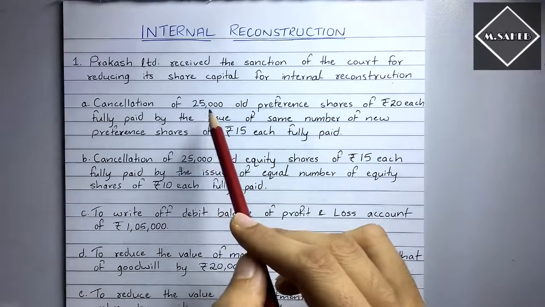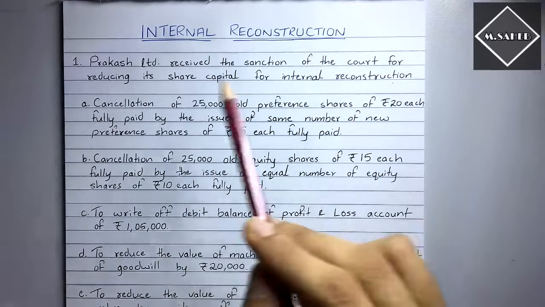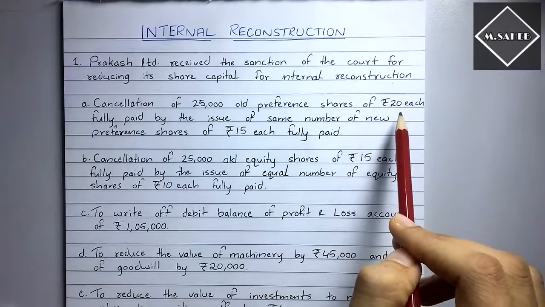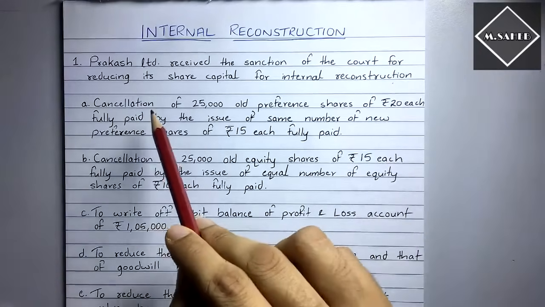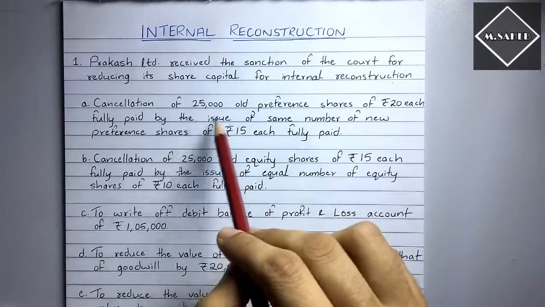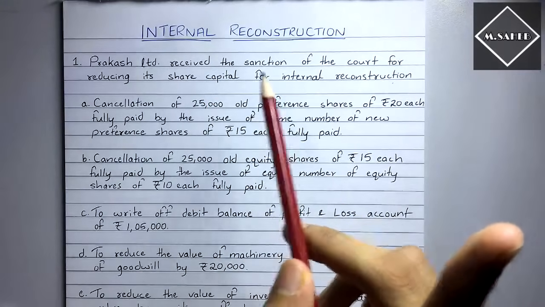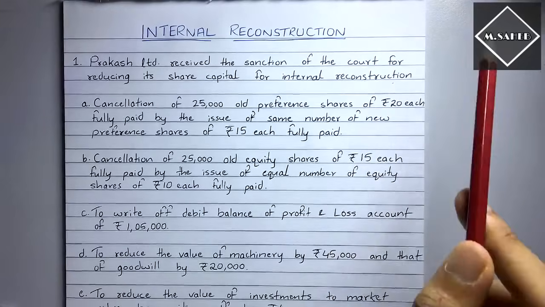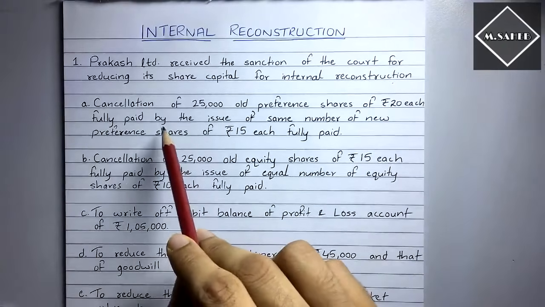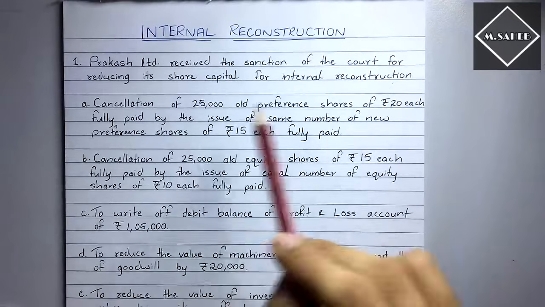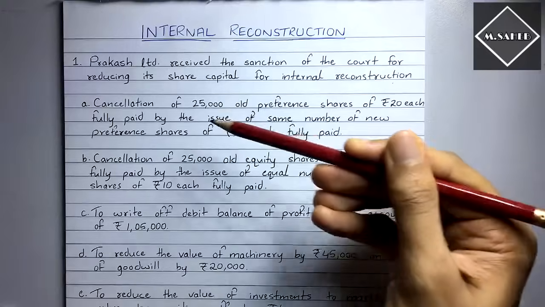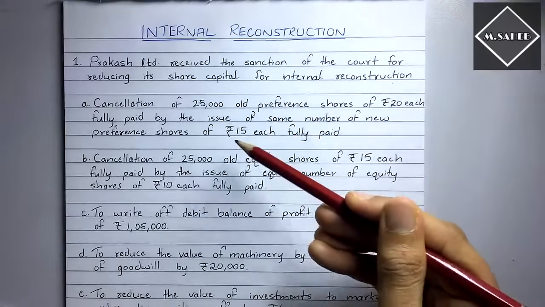Now let's see the first item here. Cancellation of 25,000 old preference shares of rupees 20 each. So here they have said old preference shares have been cancelled. How much? 25,000 shares of 20 each. 20 was the face value. They were fully paid, by the issue of the same number of new preference shares. So new preference shares were issued, the same number, 25,000 shares, of 15 each.